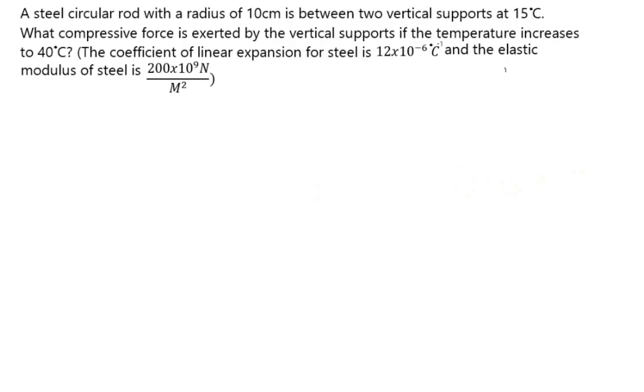A steel circular rod with a radius of 10 cm is between two vertical supports at 15 degrees Celsius. What compressive force is exerted by the vertical supports if the temperature increases to 40 degrees Celsius? The coefficient of linear expansion for steel is 12 times 10 raised to the negative 6 degrees Celsius raised to the negative 1, and the elastic modulus of steel is 200 times 10 raised to the ninth newtons per meter squared.